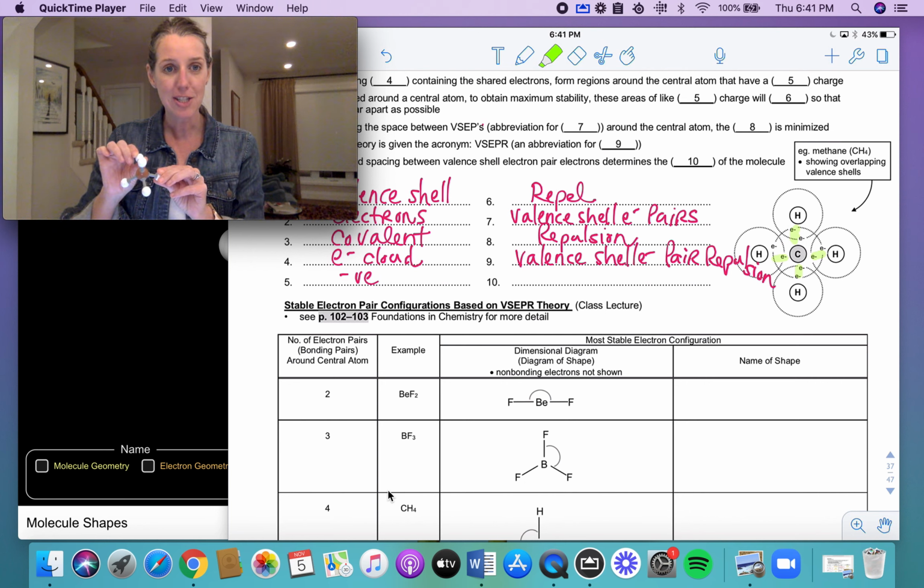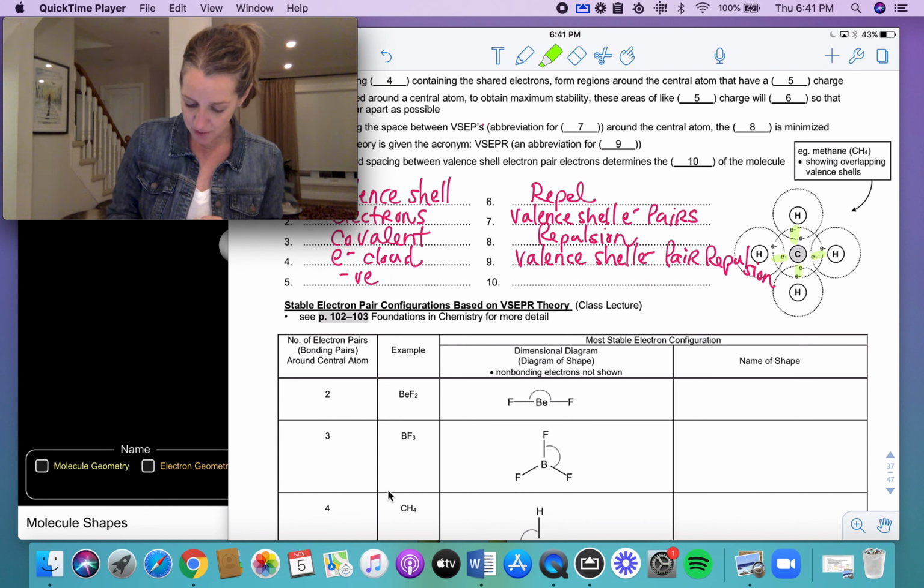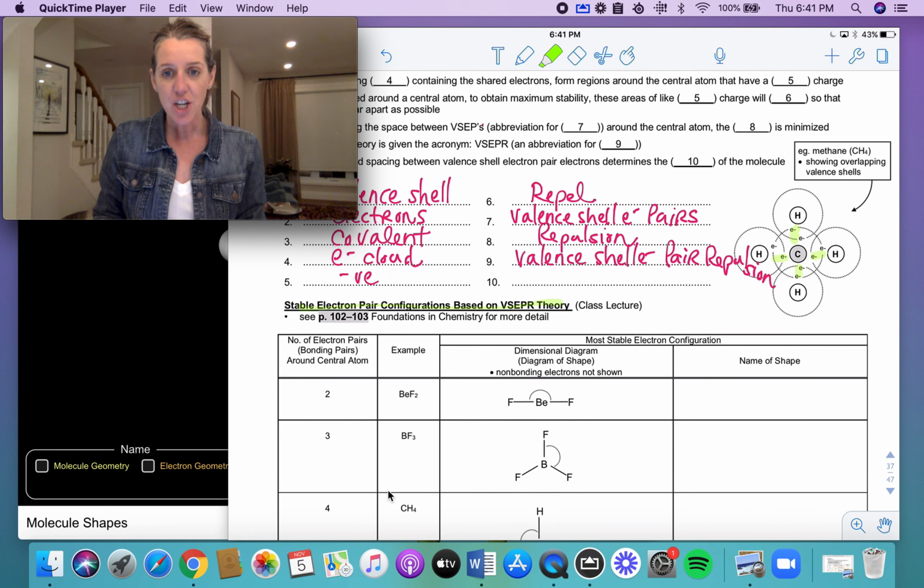I'm going to get you to build some shapes, and there are 5 basic shapes. Not only do you want to know what the shapes are called, you're also going to be looking at what we call the dimensional diagram, and we're going to factor in a little bit of geometry here where you're going to be adding in the bond angles. Okay, so here we go.